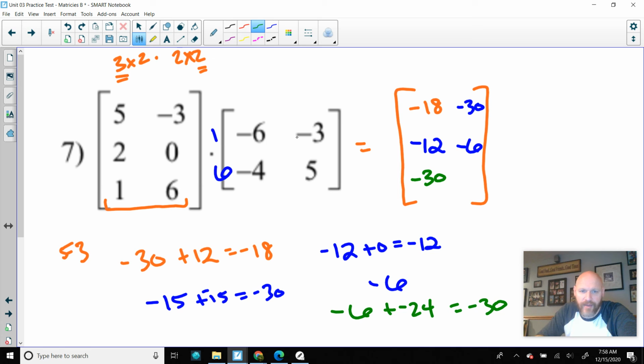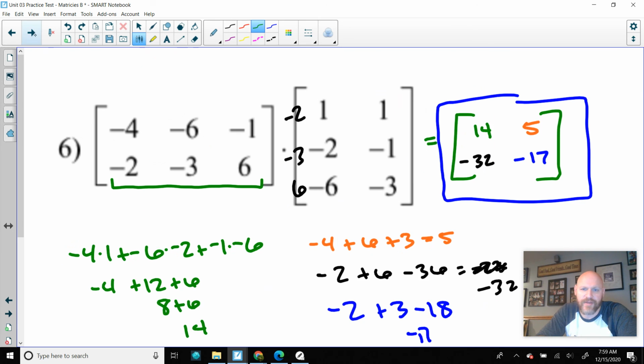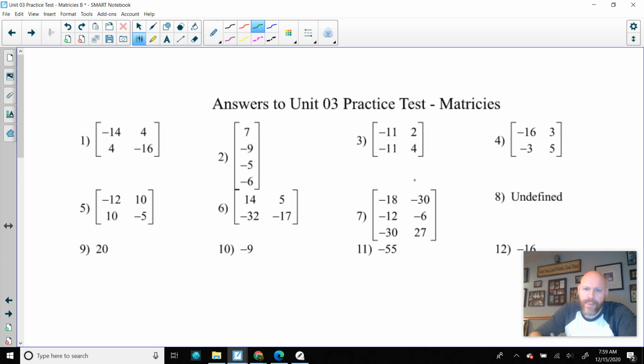I'm going to do the same thing again with this second column over here. So just for math's sake, we'll move these over. And we're going to multiply these numbers and then add them together. That's going to give us a negative 3 and a 30, which gives us a positive 27, and a 27 will go there. So negative 18, negative 30, negative 12, negative 6, negative 30, and 27. Jump over and see if that's what we got. 18, 30, 12, 6, 30, and 27. I think that's what we had.